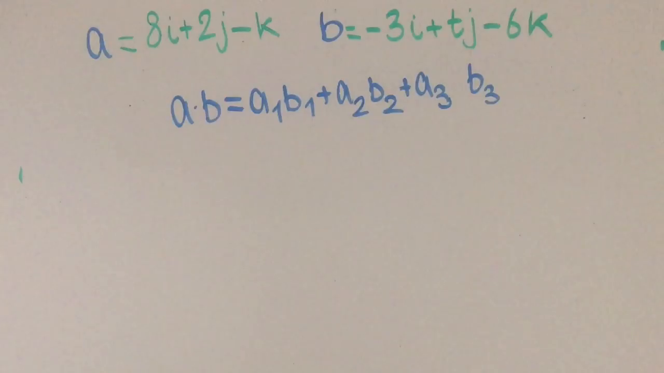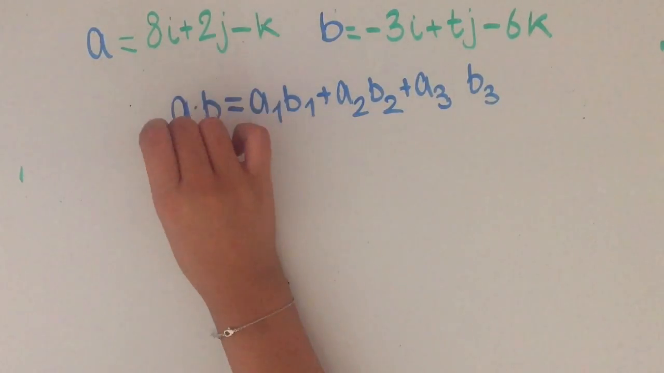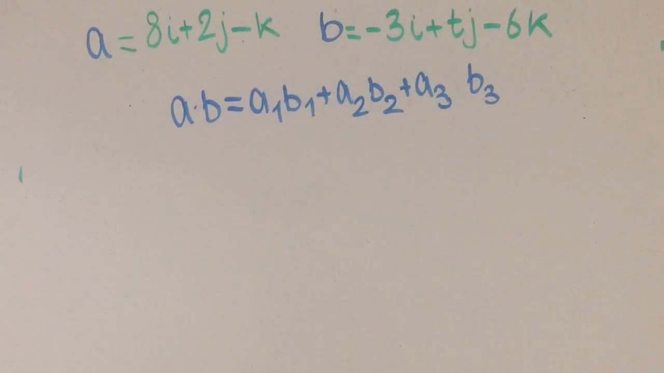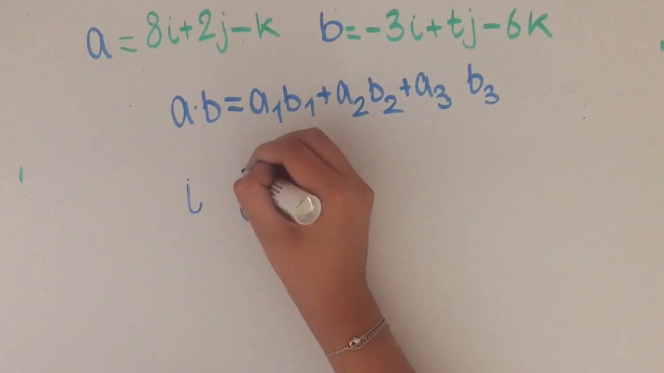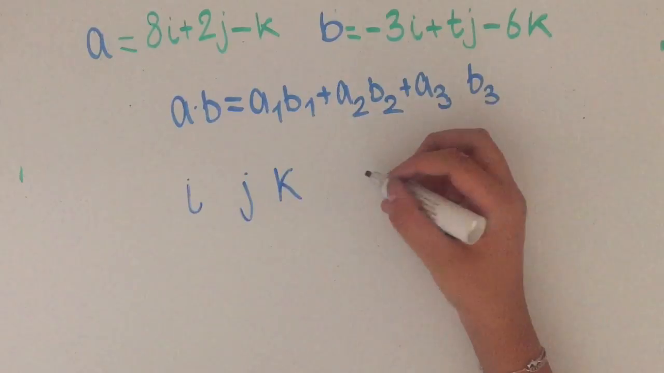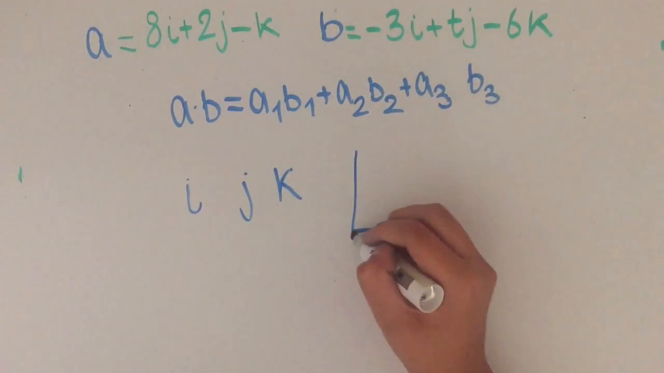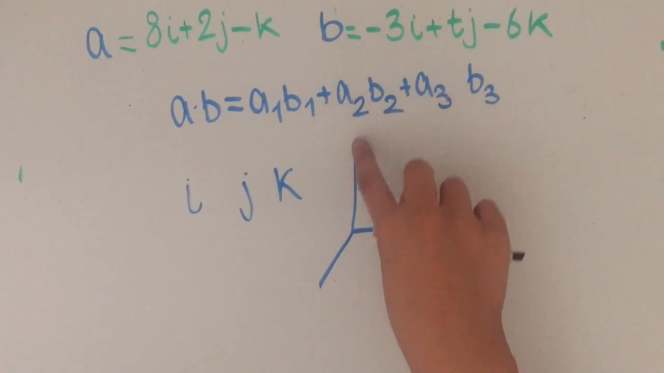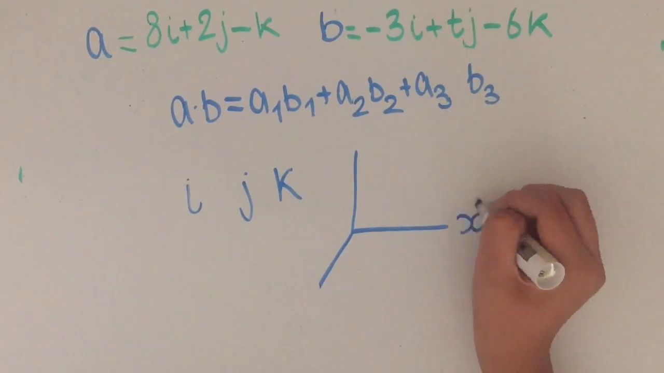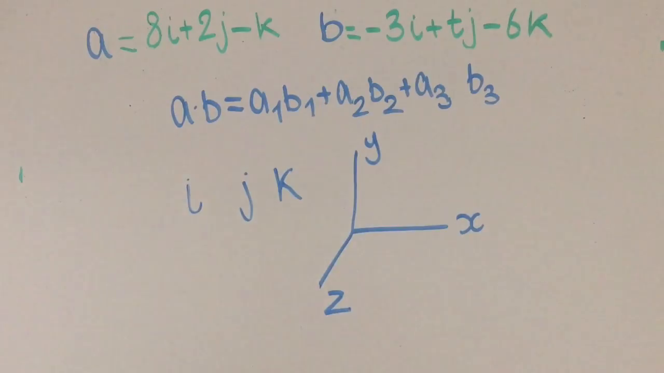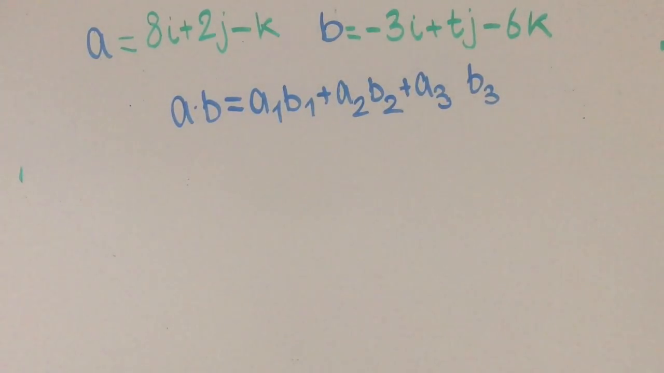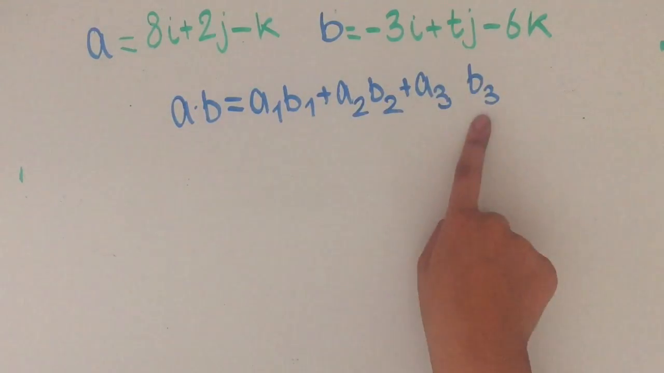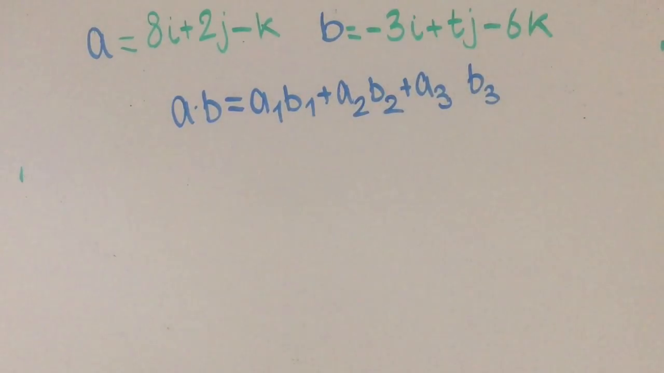The vectors in this question have been represented as multiples of the base unit vectors I, J, and K. I, J, and K will represent components of a 3D vector. I is the x direction, J is the y direction, and K is the z direction. To find T, find the products of the components of I, J, and K and add them together, as can be seen using this formula.